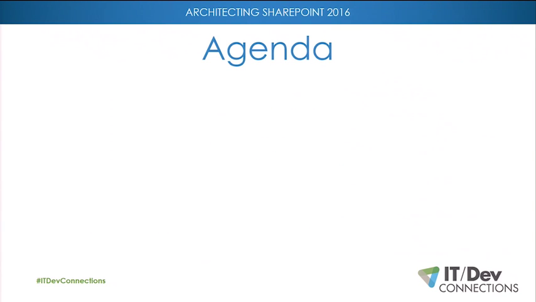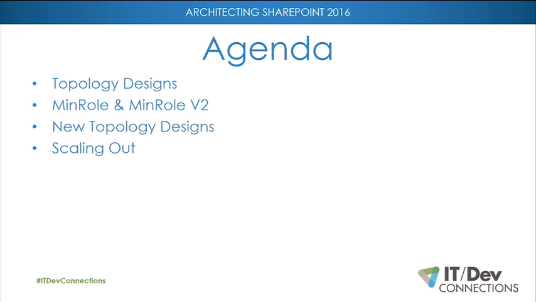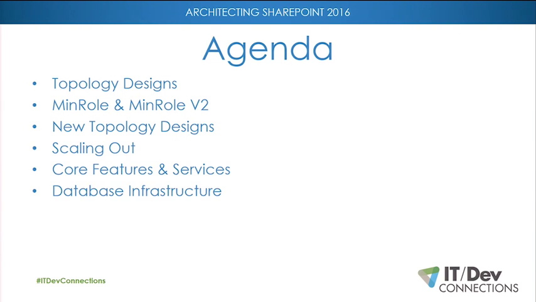So what are we going to talk about? Topology designs, MinRole, and then MinRole version 2, which you may not even know there's a MinRole version 2, but we'll talk about MinRole version 2. New topology designs, scaling out, features and services, database infrastructure, and then we'll review whatever we feel like we want to talk about. Now, just because I have slides doesn't mean we have to stick to them. If you want to talk about something else, just tell me. Just try and make it so it kind of relates to what we're talking about. I like to be fairly flexible like that.